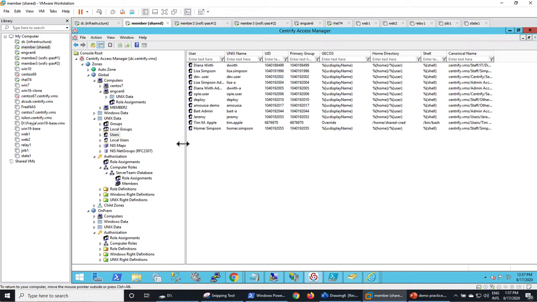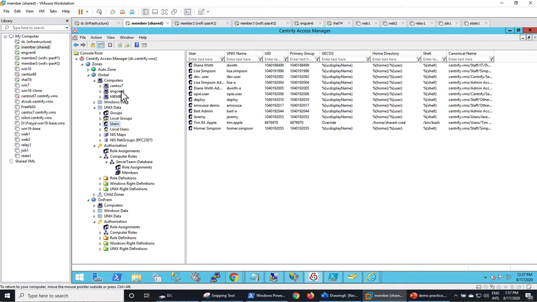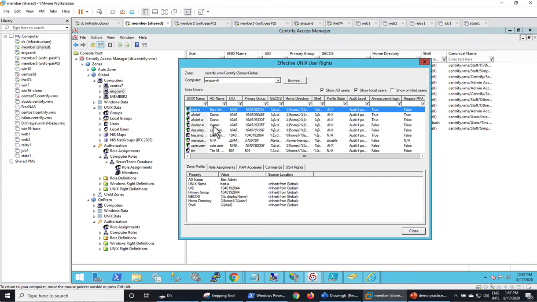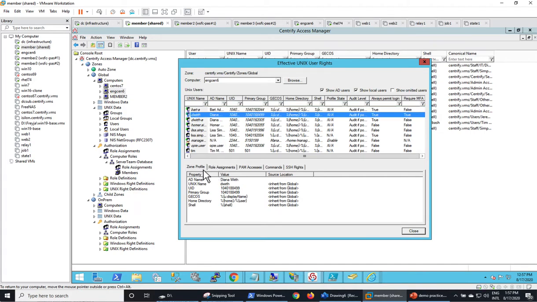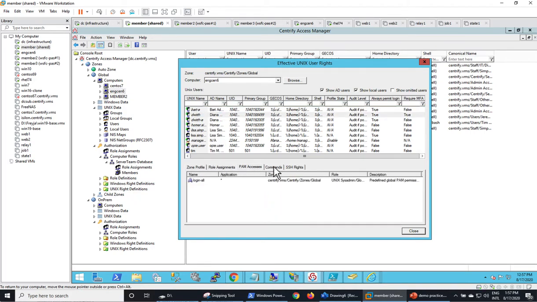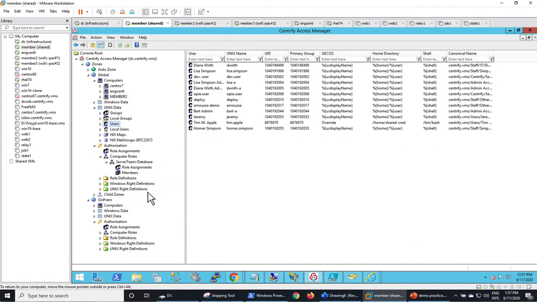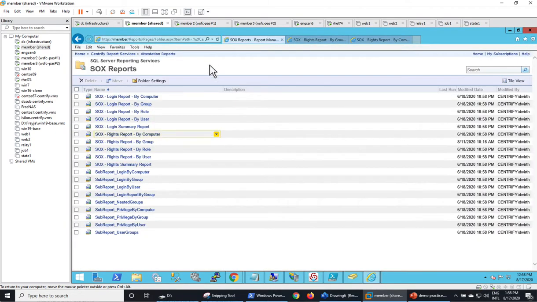In order for you to see if you have a role, like you said, you can potentially right click, show effective user rights. And in here, it shows you the identity. As you highlight, it will show you the roles and the details of it, right? And you can do this from Access Manager. But with report services, this is where things really excel.